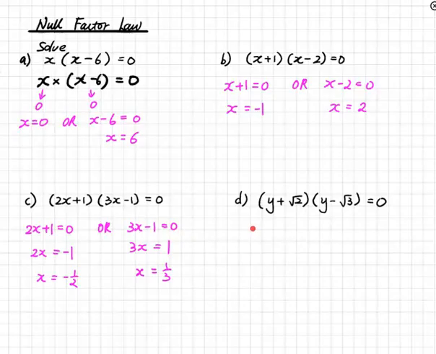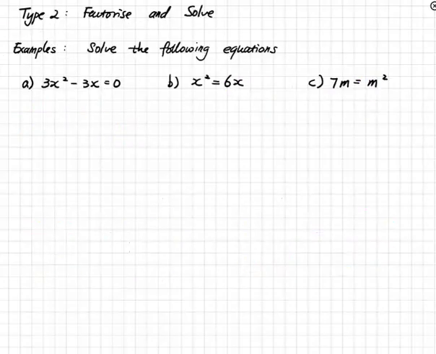Question D, again, apply the null factor law because it's something times something giving you 0. So therefore, y plus root 2 equals 0, or y minus root 3 equals 0. So therefore, keep solving for the first one. So y equals negative root 2, or y equals root 3. Now you know how to use the null factor law when the equation is something times something.